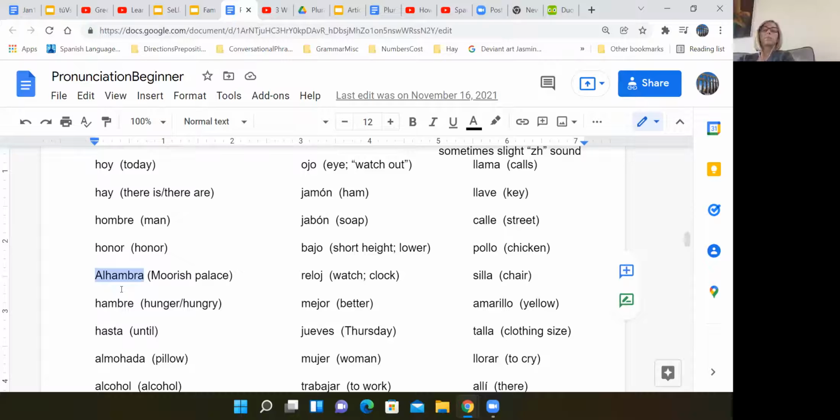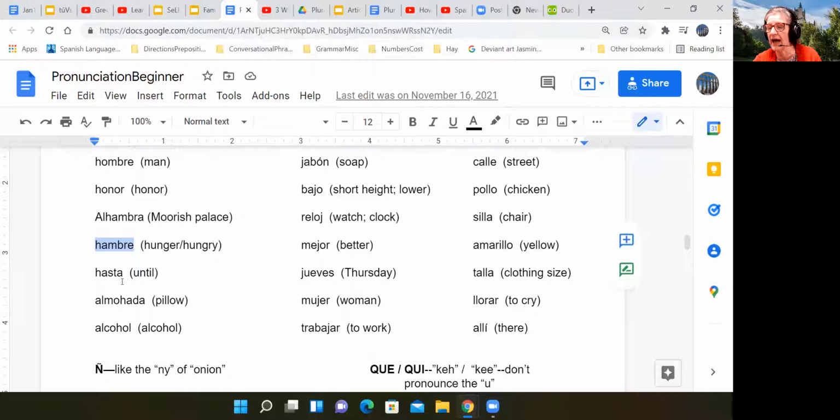Alhambra, that's a place. And here's a word that is not hombre, it is hambre. Notice, hambre means hunger, hombre means man. So you are extremely misunderstood if you pronounce this word as bad hombres. That makes no sense to any Spanish speaker. They're like, huh? What the heck are you talking about? Hambre means hunger, the feeling you have.